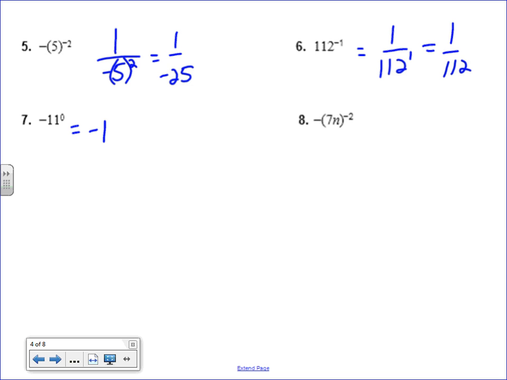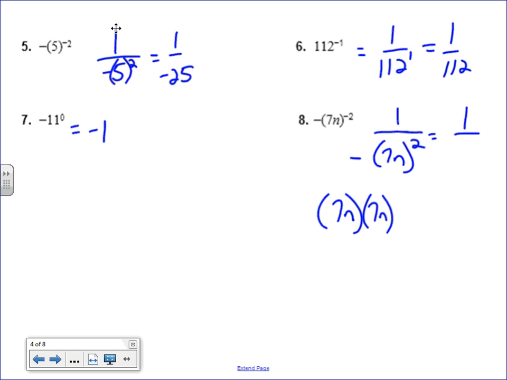For this one, this -2 would go with everything. So here's what I've got. I'm going to have a 7n to the negative second power on the bottom. And I'd still have a negative. Well, you could put that negative on here, or you could put it on top. I'm just going to put it on the bottom with it. So what is 7n times 7n? That's what it means to square 7n. So that would be 7 times 7, which is 49. n times n is n squared. So I got 1 over -49n squared would be your final answer.